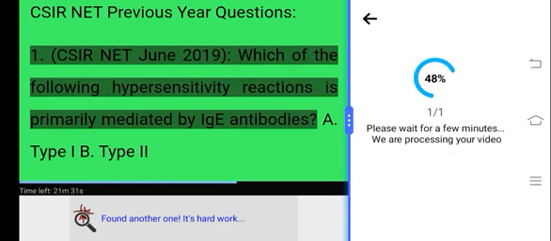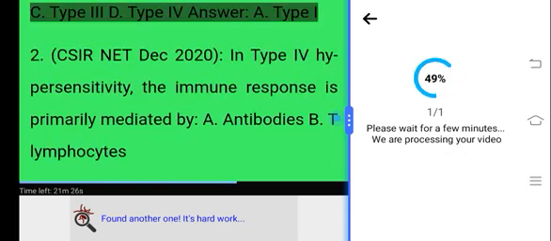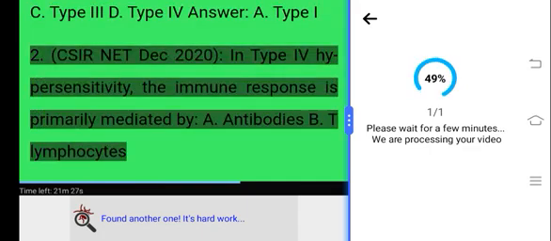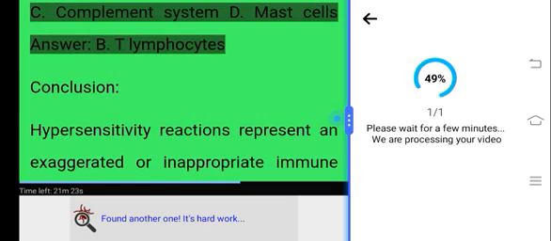CSIR NET previous year questions. 1. CSIR NET June 2019: Which of the following hypersensitivity reactions is primarily mediated by IgE antibodies? A. Type 1, B. Type 2, C. Type 3, D. Type 4. Answer: A, Type 1. 2. CSIR NET December 2020: In type 4 hypersensitivity, the immune response is primarily mediated by: A. Antibodies, B. T lymphocytes, C. Complement system, D. Mast cells. Answer: B, T lymphocytes.